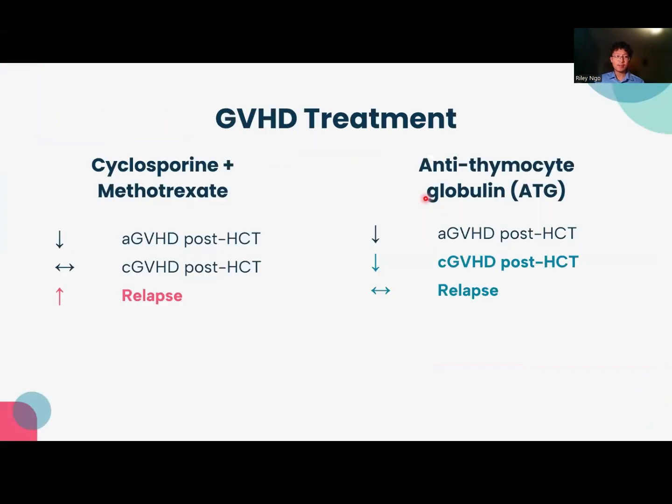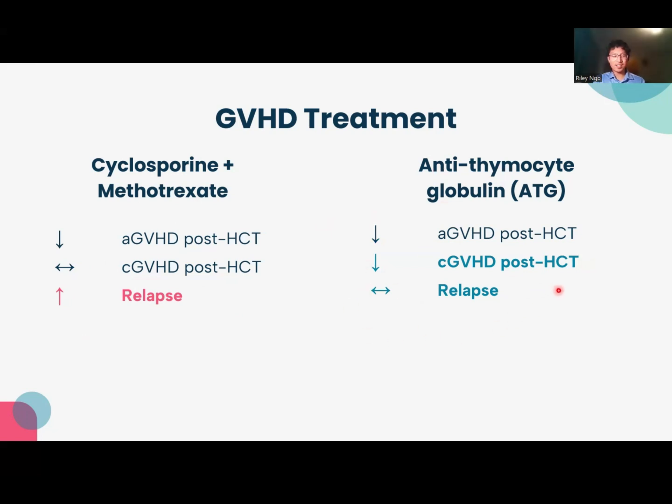Historically, GVHD treatment relied on a combination of immunosuppressive drugs cyclosporin and methotrexate, which reduce GVHD but also increase leukemia relapse because they suppress both anti-recipient, or harmful, and anti-leukemic, or helpful, T cells. Anti-thymocyte globulin, or ATG, containing both anti-T cell antibodies and anti-leukemic antibodies, effectively targets cancerous cells pre-HCT and harmful donor cells post-HCT. It is the first immunosuppressive drug shown to reduce GVHD without increasing relapse.